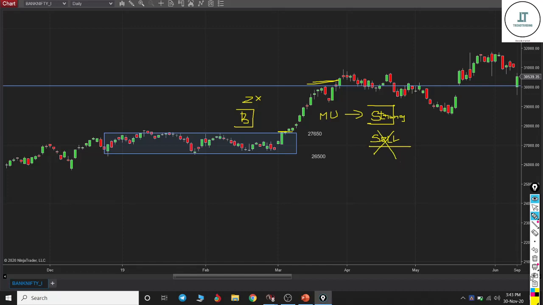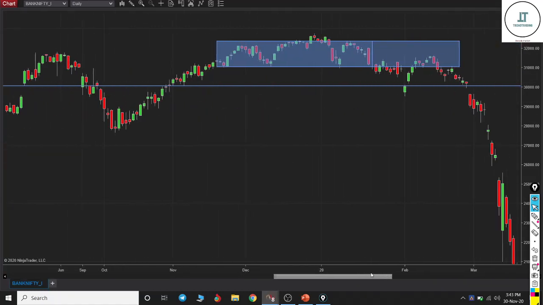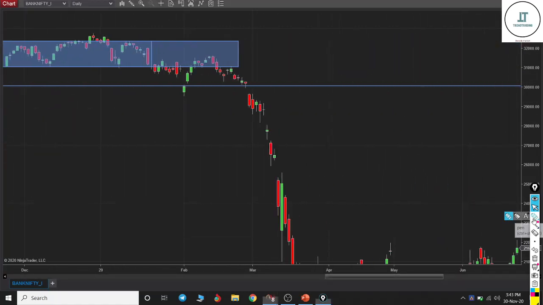Stop doing it. Similarly, during the markdown phase, plan to take maximum only short side trades. Don't even plan a buy side trade until the 2x rule gets completed. Follow this minimum 2x rule. Clear?